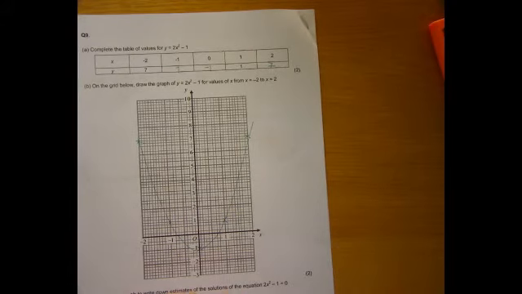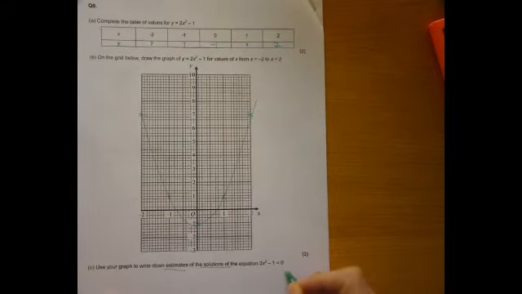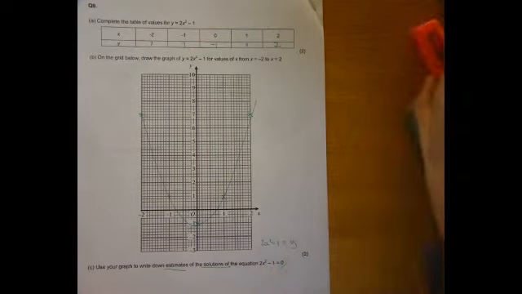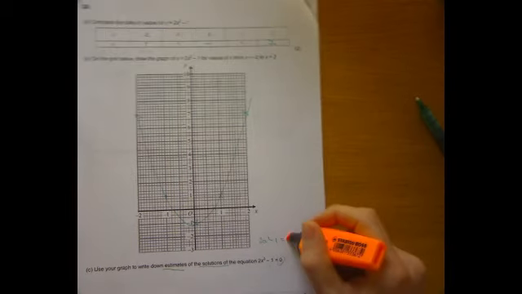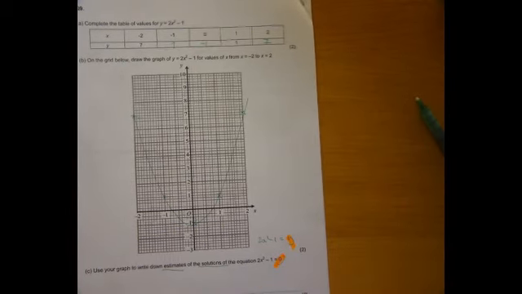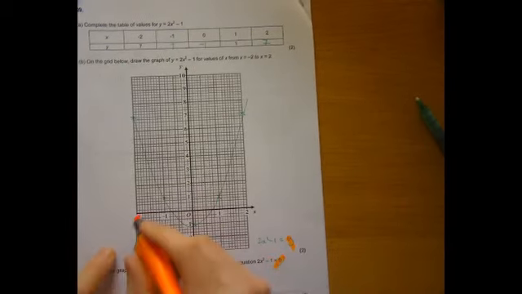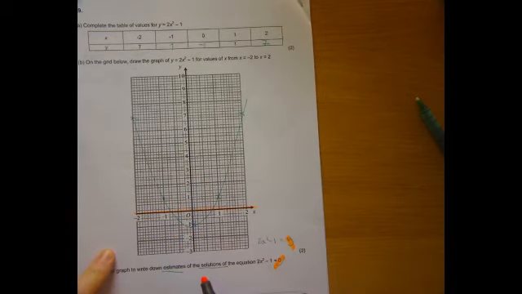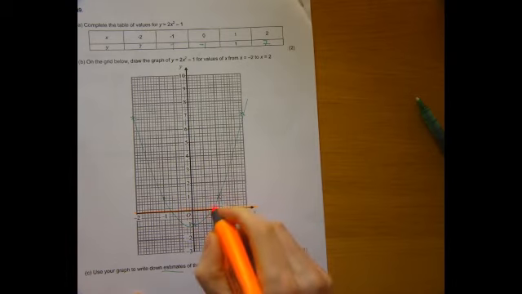Okay, use your graph to write down estimates for the solutions of the equation 2x squared minus 1 equals 0. Now you've got the graph here, y equals 2x squared minus 1, and all they've done is replace that y with a 0. So all you've got to do is look at where y is 0. Where y is 0, of course, is on the x-axis, so it's along that line there. So where does it equal 0?